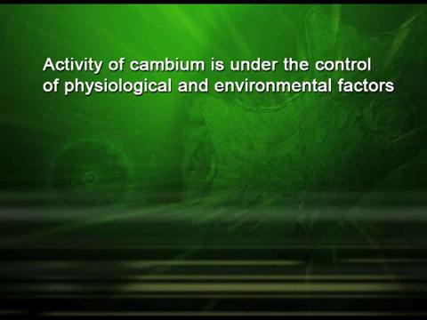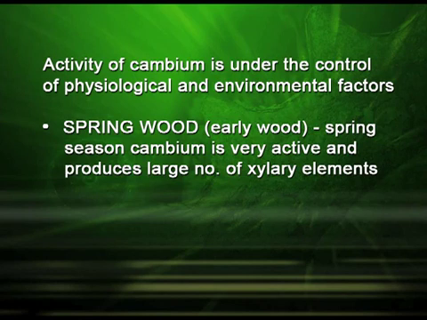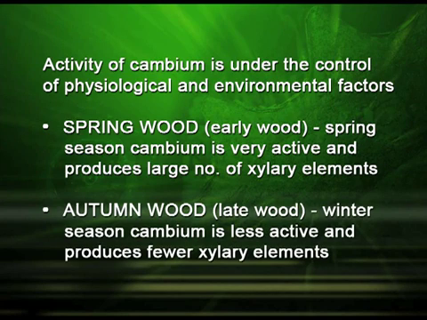The activity of cambium is under the control of physiological and environmental factors, and based on this, the woods are named accordingly. The spring wood is generally found in the spring season where the cambium is very active and it produces a large number of xylary elements. It is also known as the early wood. The autumn wood, also called the late wood, generally develops in the winter season where the cambium is less active and produces fewer xylary elements.